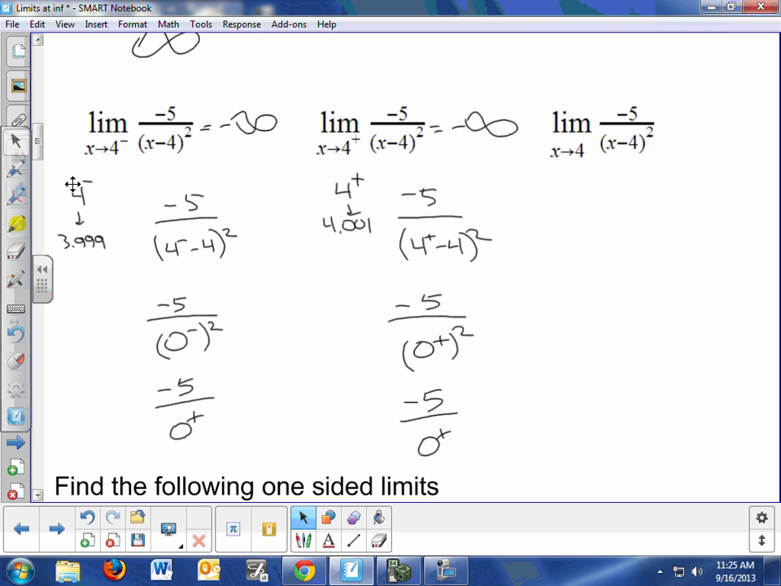Everybody understand what I did? Why is negative 5 over any constant, anything divided by something extremely small, going to be something extremely big? So -5 divided by 0.00000001 is going to be something huge.